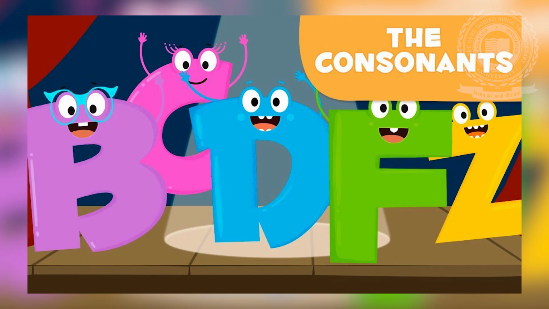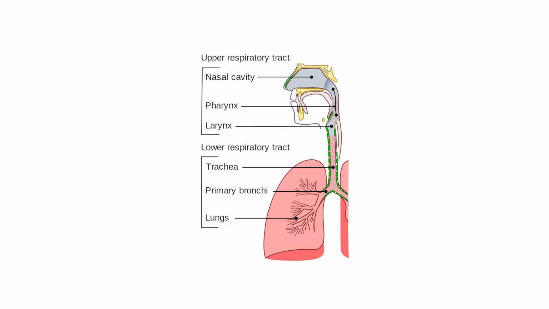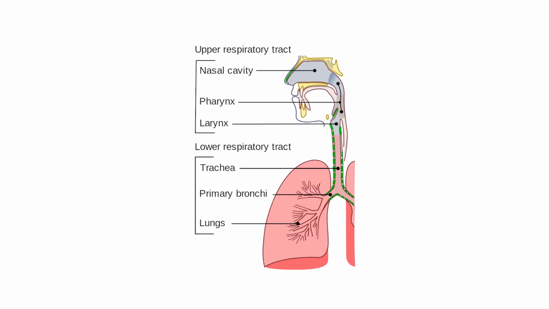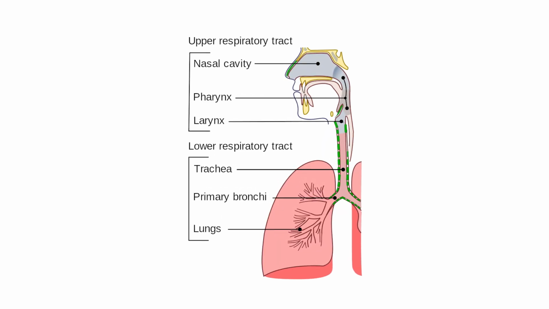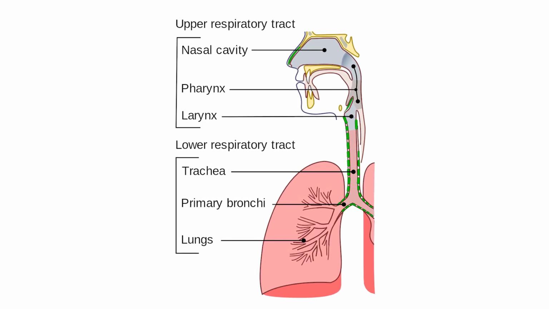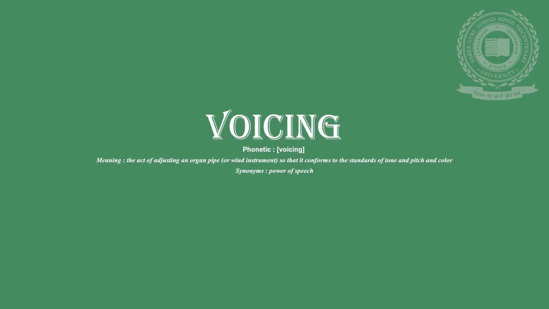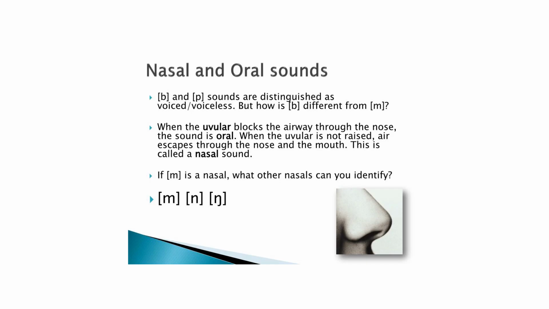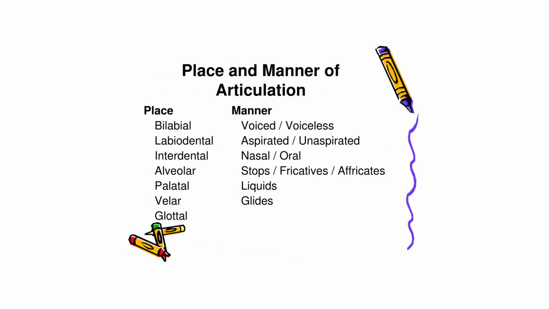Consonants. Consonant sounds are produced as air from the lungs is pushed through the glottis, the opening between the vocal cords, and they are classified according to voicing, aspiration, nasal and oral sounds, place of articulation, and manner of articulation.